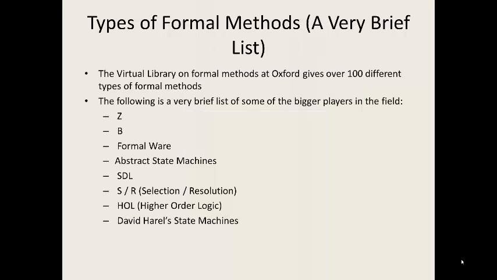So types of formal methods, I did mention that there's a lot of research in here with people developing them. The virtual library on formal methods at Oxford actually has over 100 different types of formal methods. So here's a brief list of some of the bigger players in the field. There's Z, B, Formalware, Abstract State Machines, SDL, Selection Resolution, Higher Order Logic, and David Harel's State Machines.